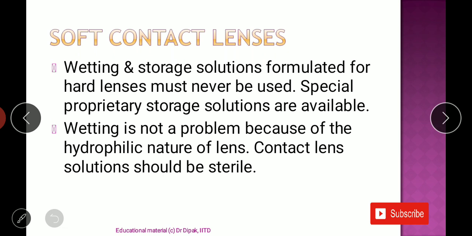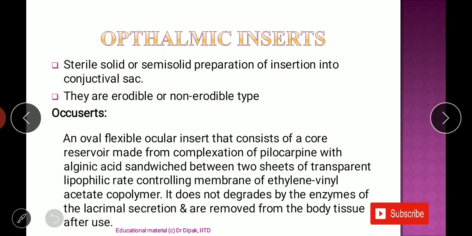Wetting is not a problem in this case because of the hydrophilic nature of the lenses. Along with that, sterility is an important characteristic. Then ophthalmic inserts: these are sterile solid or semi-solid preparations which are meant for insertion into the conjunctival sac. They are either erodible or non-erodible type. Occusert is a very famous non-erodible type preparation. The Lacrisert can be an erodible example.